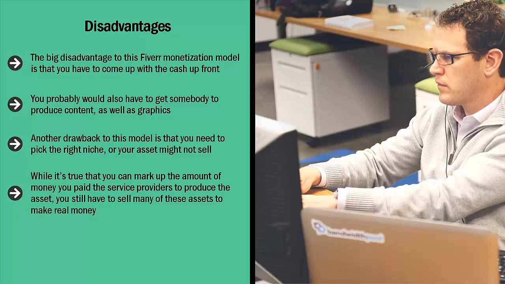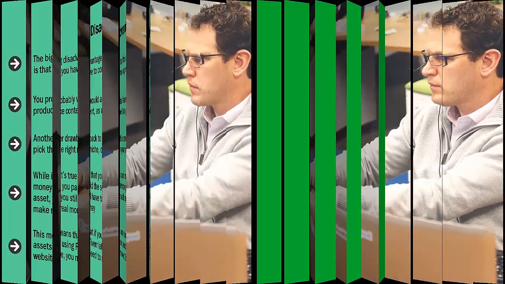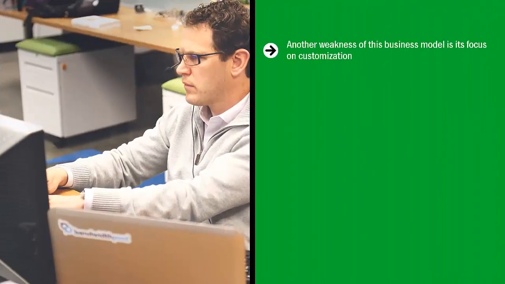The average American needs to make around $5,000 just to achieve average income. This means that if you are turning around and flipping assets using Fiverr labor and your average is $200 a website, you need to move 25 of these sites. Now, that might seem like a low number, but you're basically going to have to give yourself a quota of selling one website pretty much every single day. That's quite a tall order. Another weakness of this business model is its focus on customization.